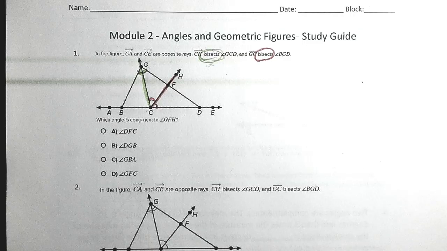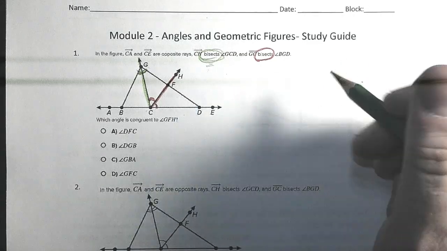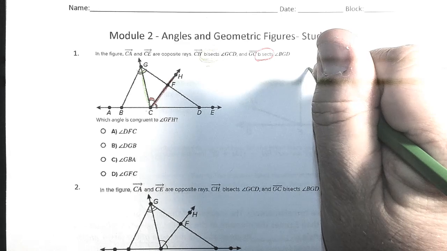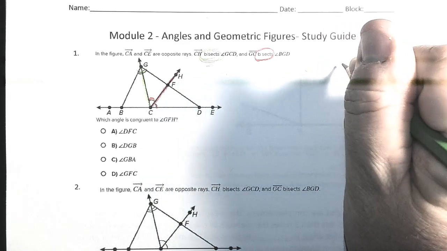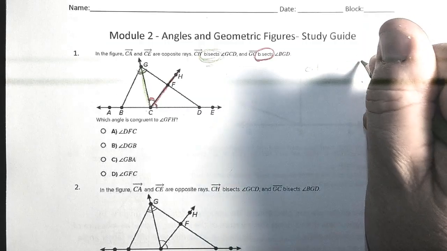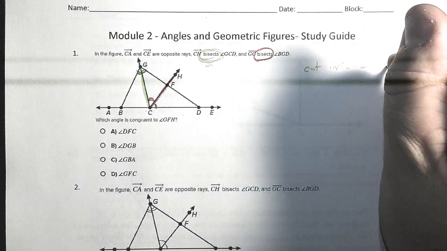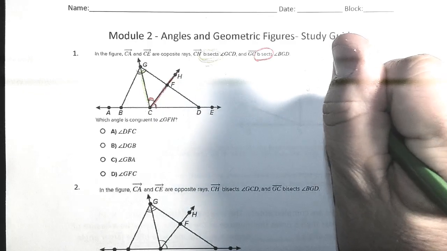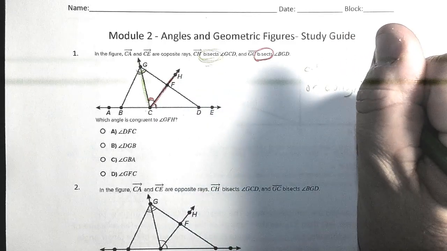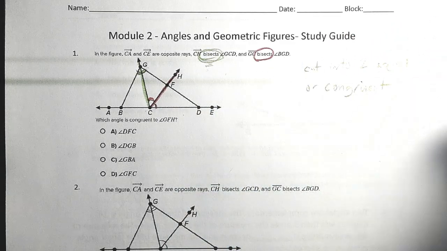All right, and they're doing all this, and that's great, which gives me a chance to say, bisect, so it's cut into equal or congruent, but remember in geometry that's the same thing.